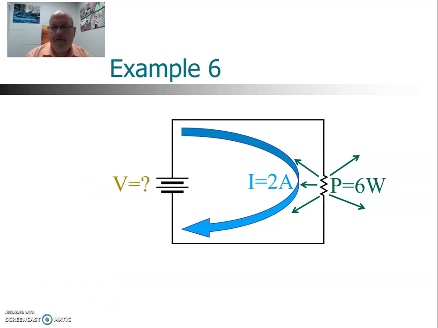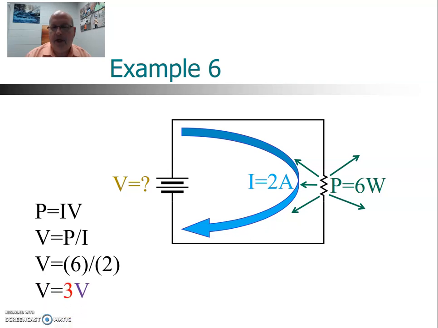This time we're trying to find voltage given power and current. Another variation of the power formula, V is equal to P divided by I. So 6 divided by 2 gives us 3 volts.